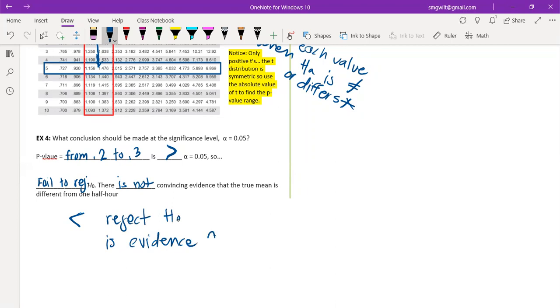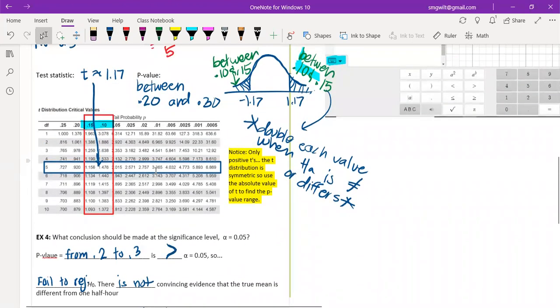for the alternative hypothesis. Okay, so when we're doing a t-distribution, remember that the t-values are the inside part of the table. We're looking for degrees of freedom on the left side, and then our answers across the top when we're finding our p-values. So hopefully this helps you work on that section.